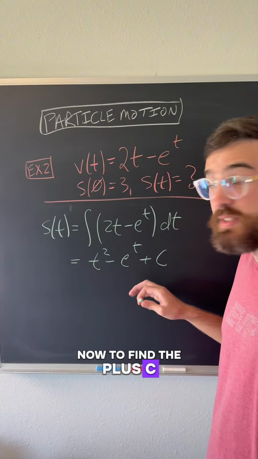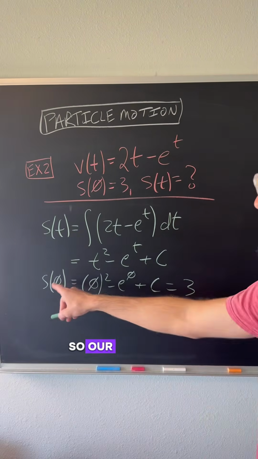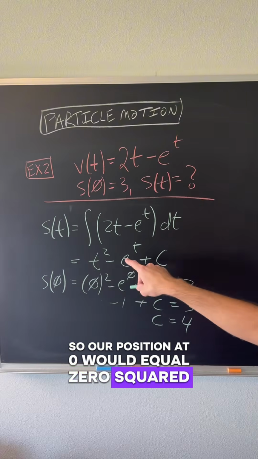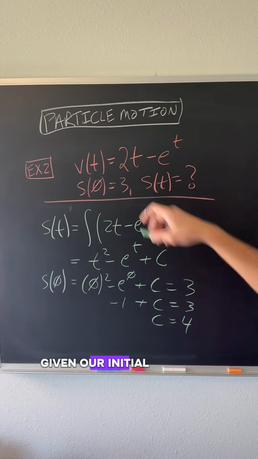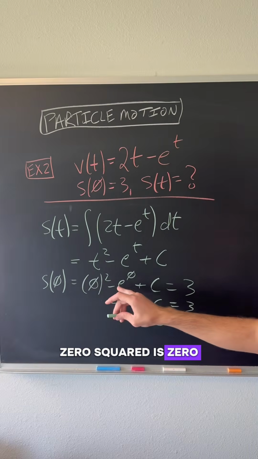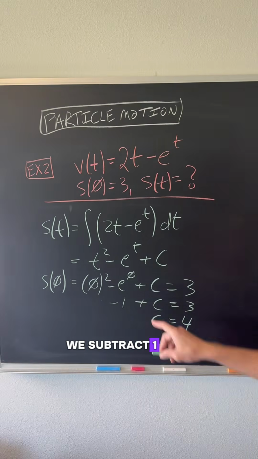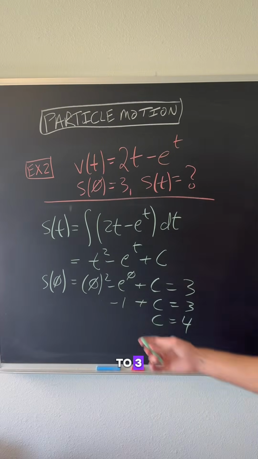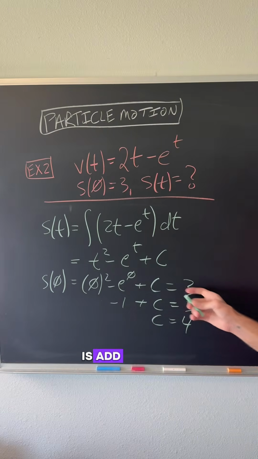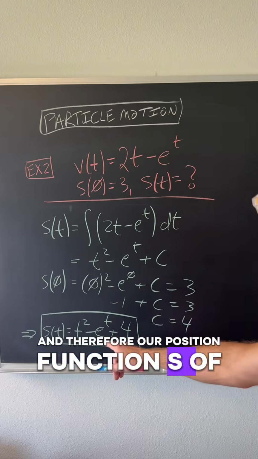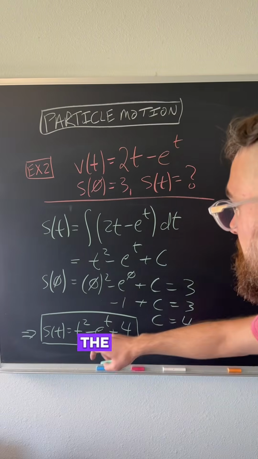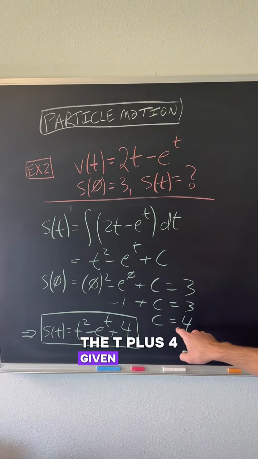Now, to find the plus c, we use our initial condition. So our position at 0 would equal 0 squared minus e to the 0 plus c, and that should all also equal 3, given our initial condition. 0 squared is 0, e to the 0 is 1, we subtract 1, then we add our constant equal to 3. To solve for c, all we gotta do is add our 1 to the other side of the equation, we get c is 4. And therefore, our position function s of t would be t squared minus e to the t plus 4, given that our c value is 4.